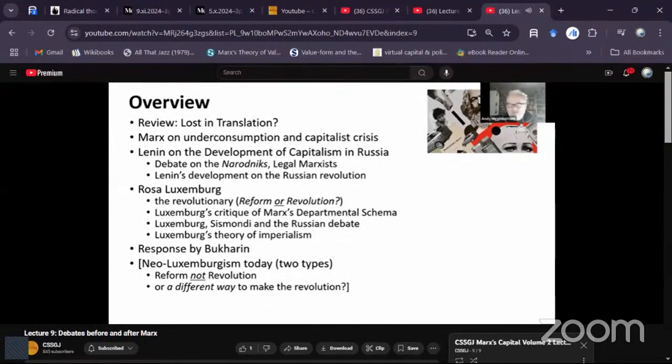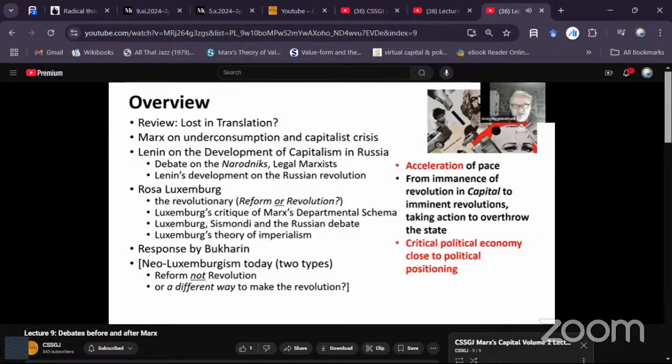So I'm going to do a quick review, because there are a couple of issues that in the reading groups have come up which I think are worth reflecting on. And in preparing for this, what I discovered is there's a lot more to ground this discussion about Rosa Luxemburg's contribution if we take a step back in time, and go back to Marx and Lenin, and then Rosa Luxemburg and the responses to her. So that's the basic structure of it.